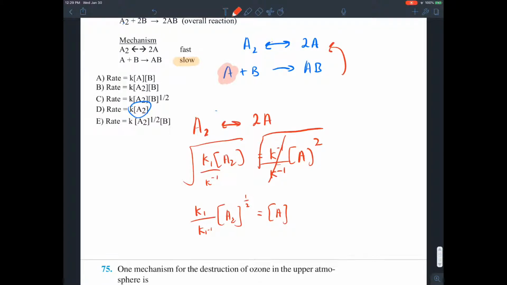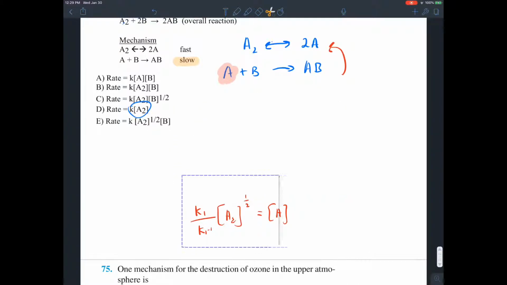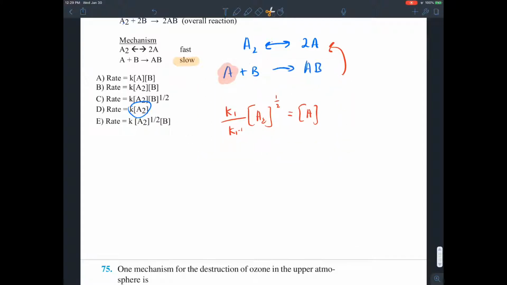I want something to substitute for this A, so I look at the top equation and I see that I can replace A with the square root of K over K inverse times A sub 2. That's all I'm doing. I'm just solving for A like that. So then let me get rid of this little part right here, because all I really care about is this, which is important right now.